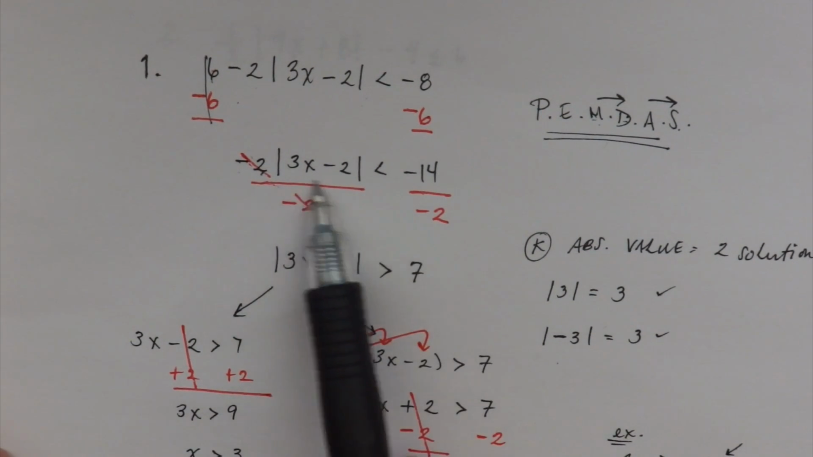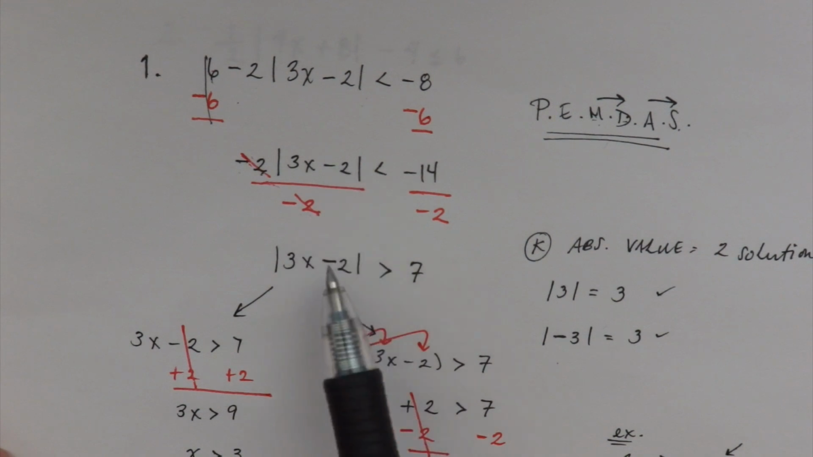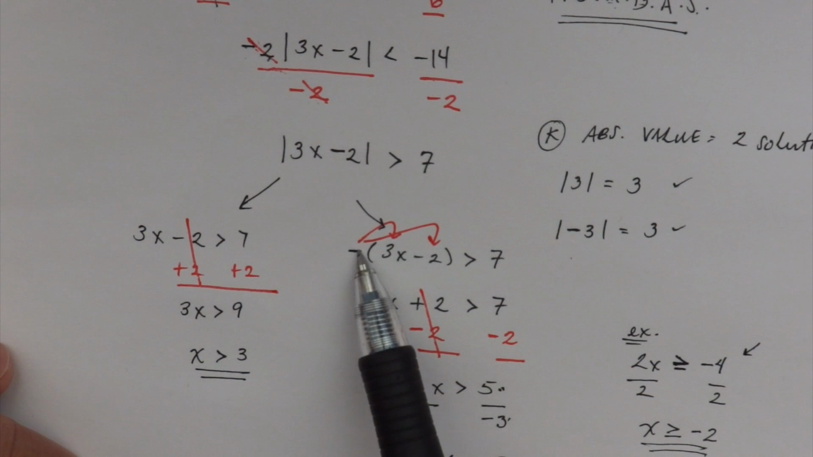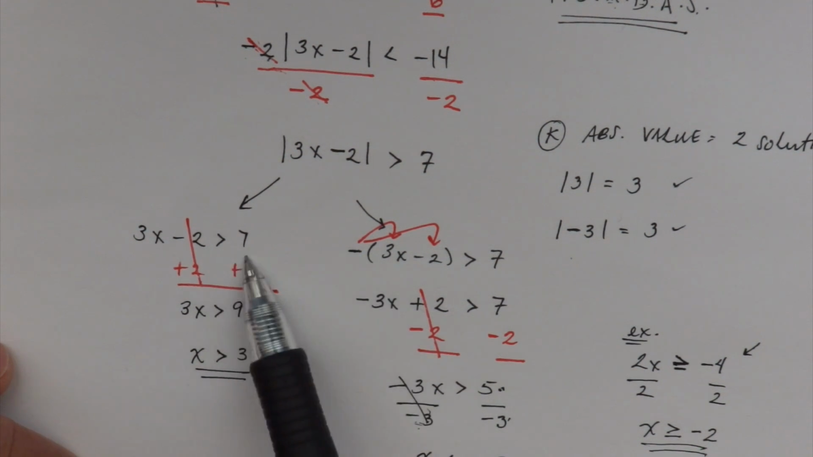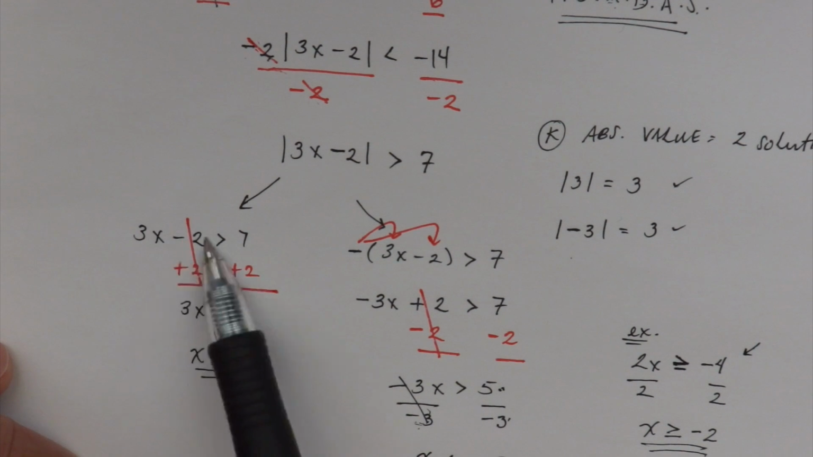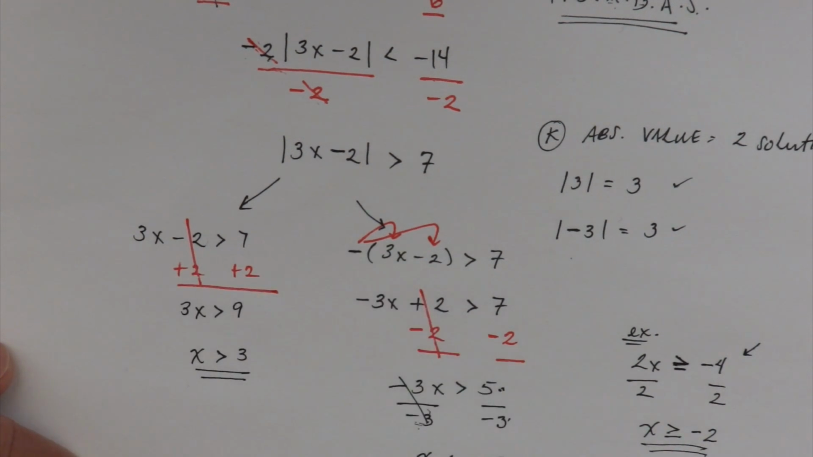The other thing I want you to always remember is that nothing gets changed. The only thing that gets changed is the inside here. I don't change anything else, I just input the negative. Everything else stays the same. All I account for is the positive value and the negative value.